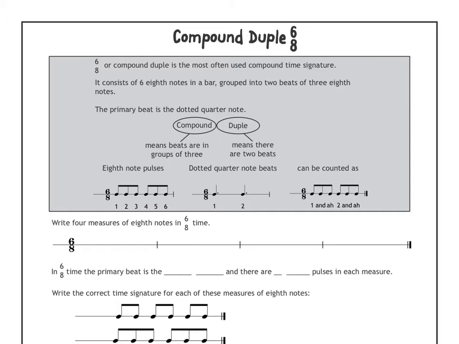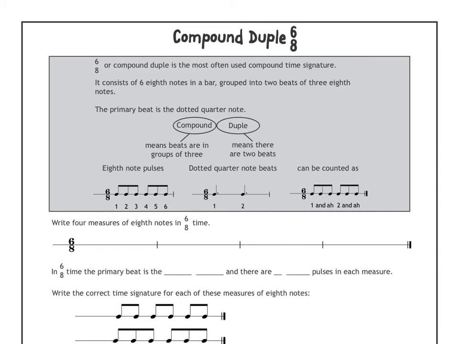Now we have time signatures that we feel in triplets. So, as an example, the first example is 6/8 time signature. 6/8, or compound duple, is the most often used compound time signature. It consists of 6 eighth notes in a bar, grouped into two beats of 3 eighth notes. So the primary beat is the dotted quarter note.